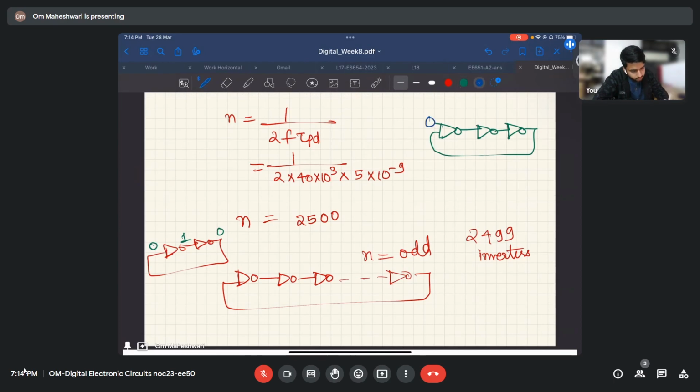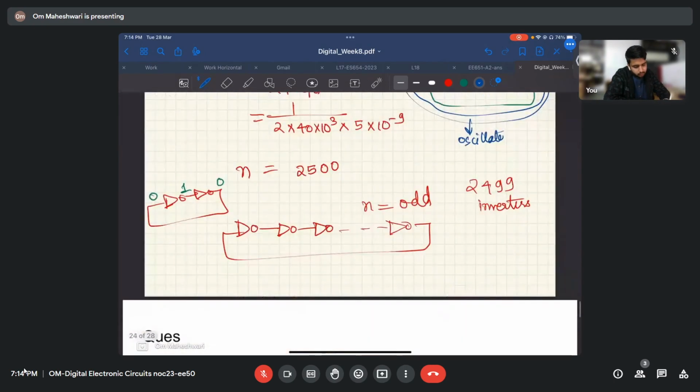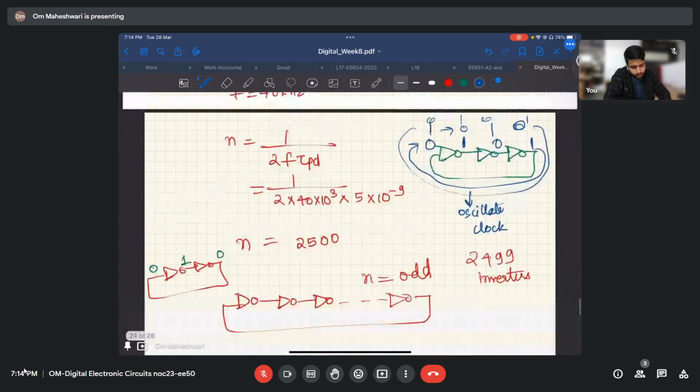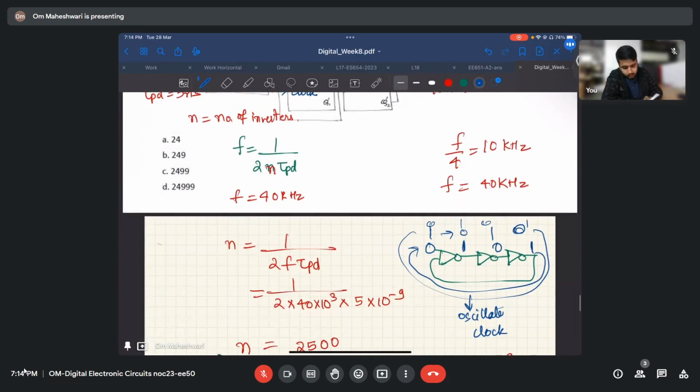It will be, if it's 0 here, it's 1 here, it's 0 here, it's 1 here. Now this 1 will go here, 1 here, 0, 1, 0, again 0, 1, 0, 1. This is how it will oscillate and how it will work as a clock. Right? A clock is an oscillator. That is why the answer is 2499.